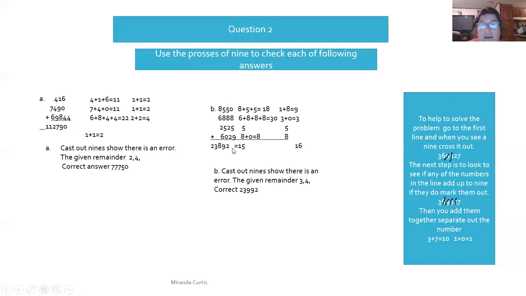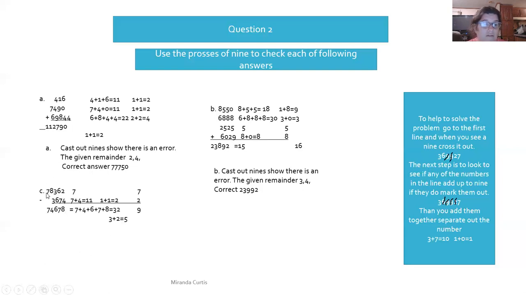So we went ahead. We add them together. 23892 is not the correct answer when you add it up. You can use your calculator. You can use mental math. Whichever one you would like. I typically use my calculator to make sure I'm extra correct. But when I added it up, it was 23992. See? Okay, let's look at C.